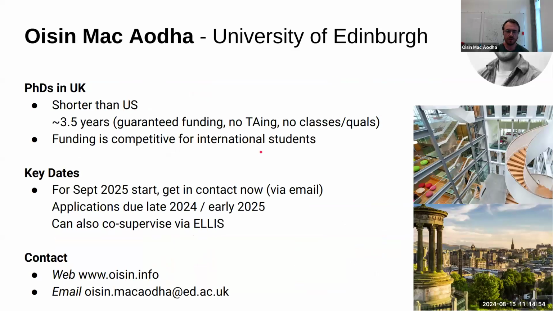Just because there are later on today some other faculty members from the UK, maybe I can give a bit of perspective on the UK PhD setup. They're typically shorter than in the US. An average PhD is around 3.5 years in duration, and that's fully funded. The students are focused on their research, so there are no requirements for TAing, or class, or qualifying exams. Typically, our students will come in with a master's already.